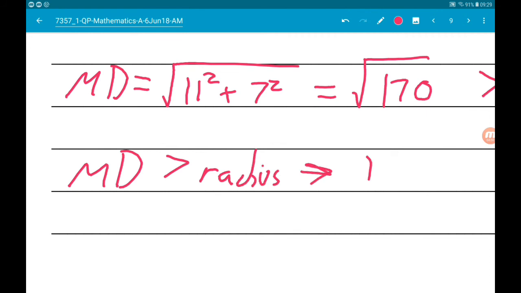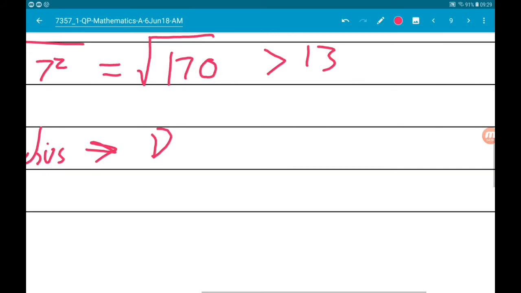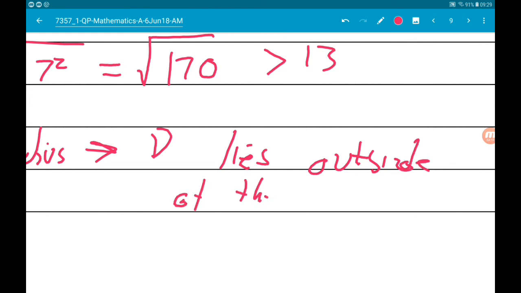Therefore, D lies outside of the circle. Cool.